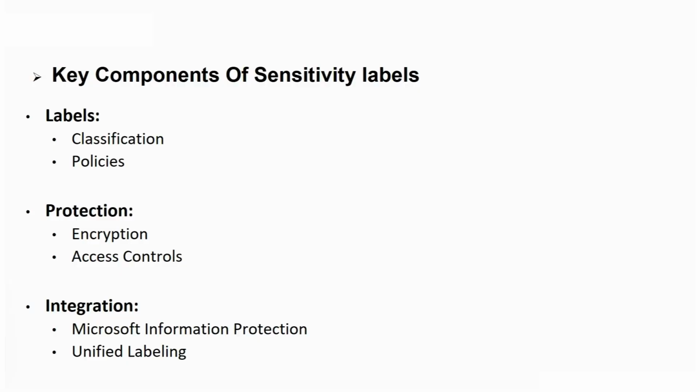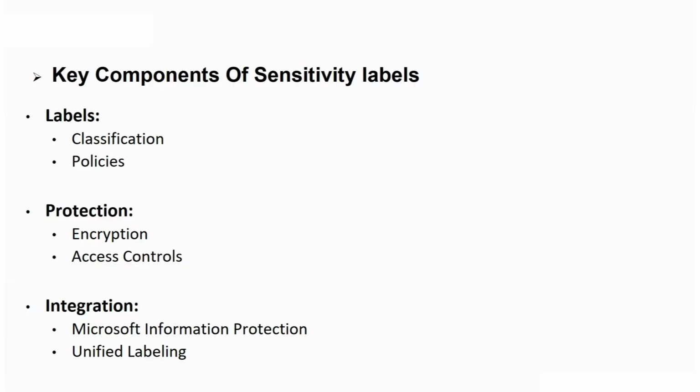Then the next one is the policies. Each label comes with a predefined policy that dictates how the data should be protected and handled. Then we have the protection, in which we have the encryption. These labels can enforce encryption, ensuring that the data is protected even when it is exported or shared. Then we have the access control, in which the labels can restrict access to the data, ensuring that only authorized users can view or interact with the sensitive information.